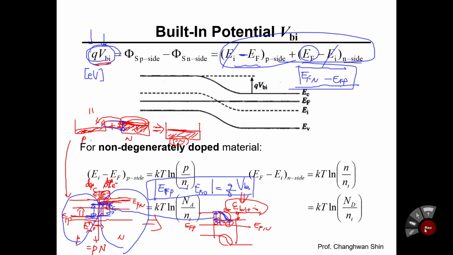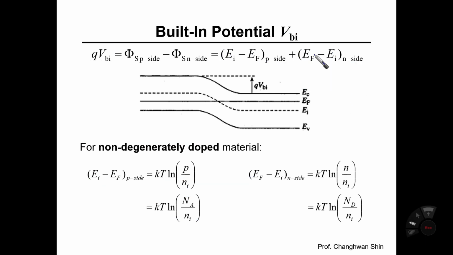Okay, however, just for your information, I have used the intrinsic Fermi level here. So this and that, those are 1 here and 2 here. So 1 plus 2 is equal to the built-in potential energy, using the equation that we have learned, the 60 millivolts rule that I have explained in class.